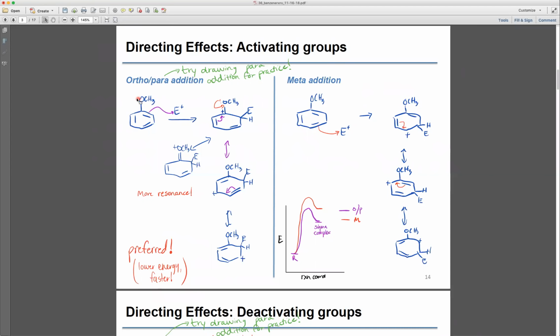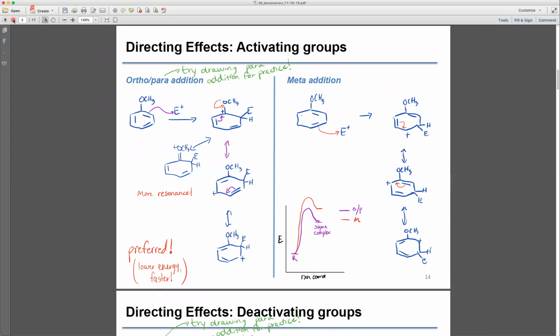Anyway, so we have ortho-para addition, add the electrophile. You get the same intermediates whether you add ortho or para, so hopefully you did try drawing out the para to see that for yourself. And the reason why ortho-para addition is favored when we have an activating group or a donating group is because of the additional resonance contributor here. More resonance, more stable. Therefore, this purple line has a lower activation energy. And then for meta addition, we don't have that extra stability. So we have a higher activation energy and it's just a slower addition process, and ortho-para wins here.